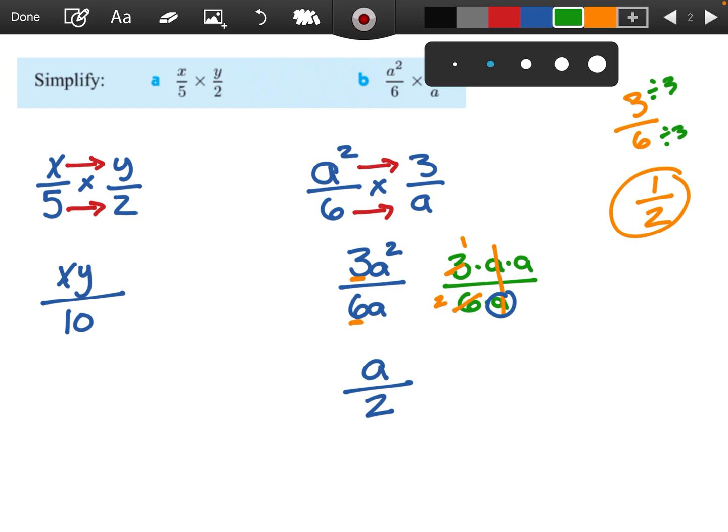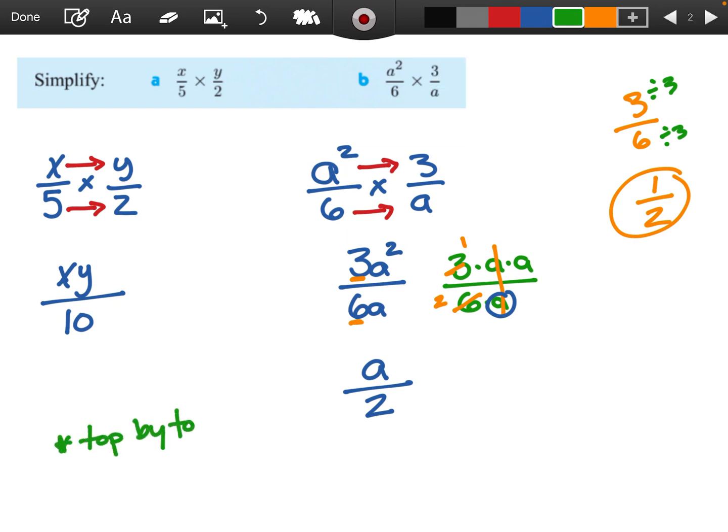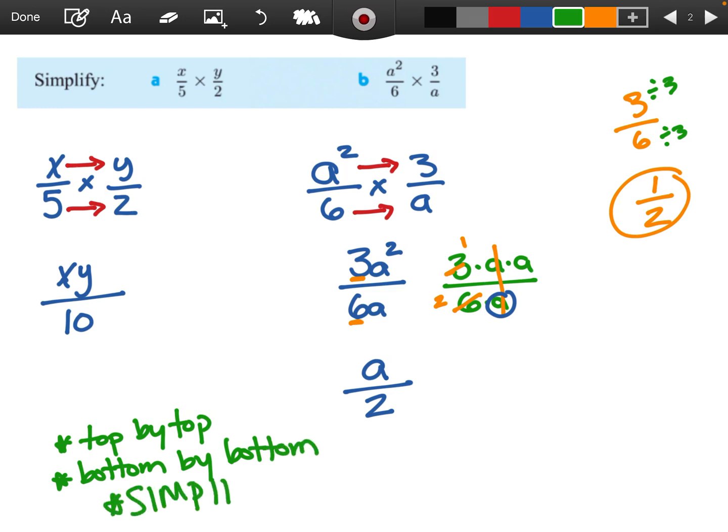So the things that you need to remember: top by top and bottom by bottom when you are multiplying, and then you always look to simplify. Simplify where you can, looking at the numbers and letters. You have to look at both when you're looking to simplify. Okay, and that's it for this video.